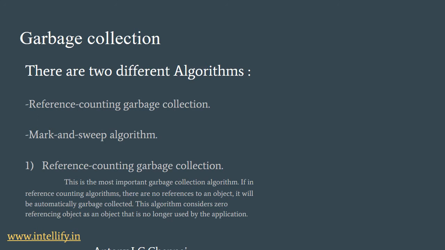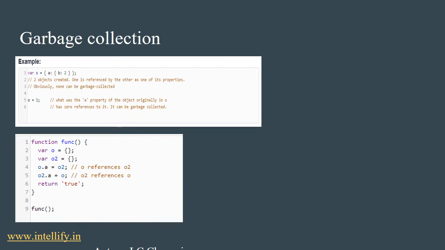Under the reference counting approach, each allocated object contains a reference count field. The memory manager is responsible for maintaining the invariant that at all times the reference count of each object is equal to the number of direct pointer references to that object. So, in the given example, two objects are created. One is referenced by the other as its property. Obviously, none can be garbage collected.